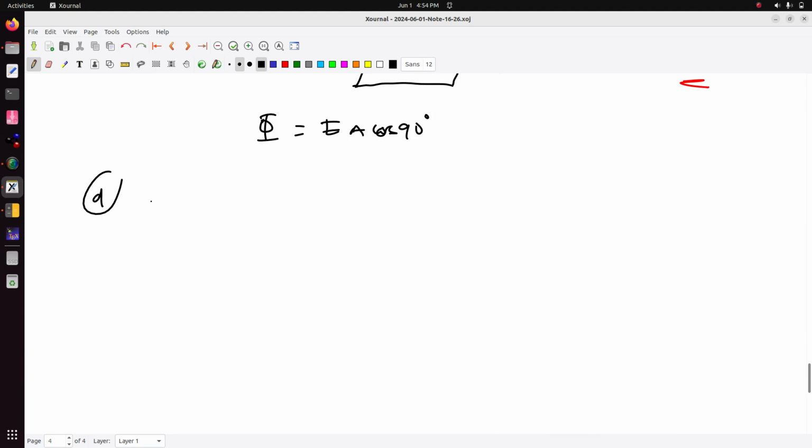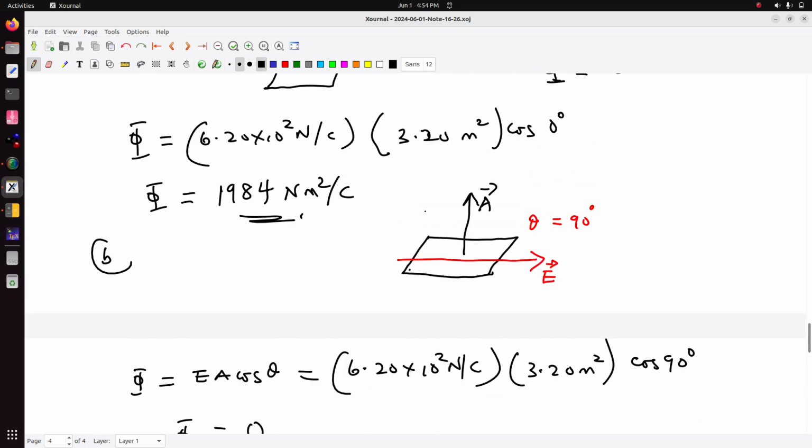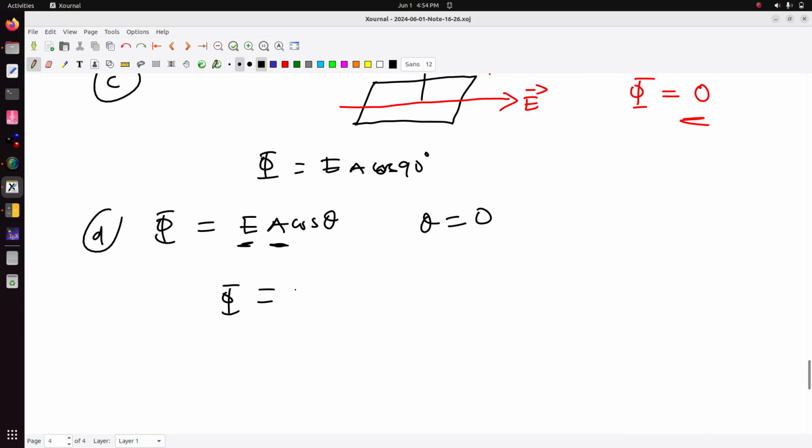So phi is EA cos theta. If E is parallel to A, it means the angle between them is 0, and cos 0 is 1. So this case will be the first case that we did, which is 1984 Newton meter squared per coulomb.